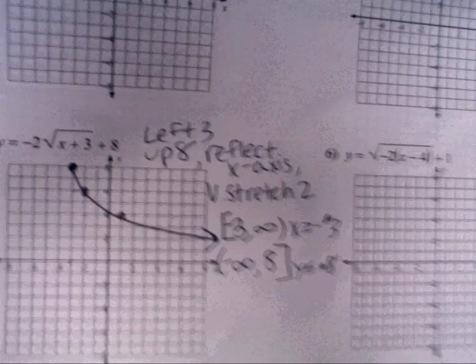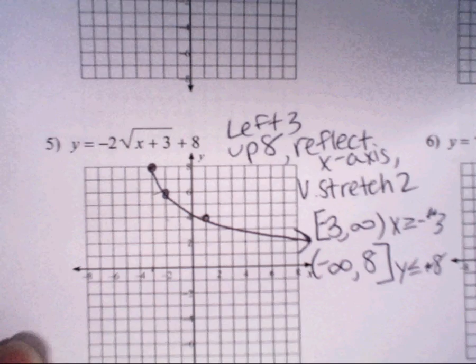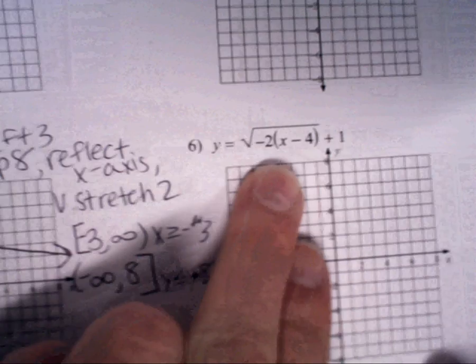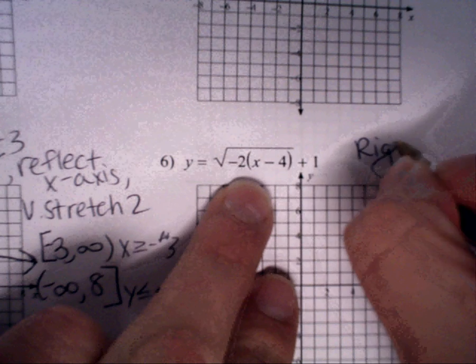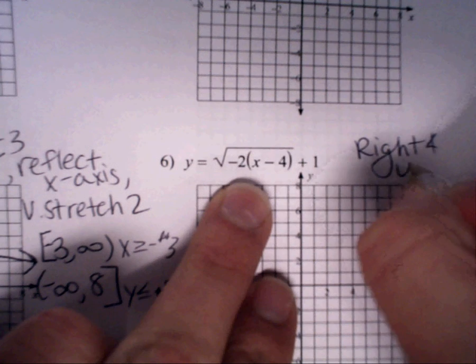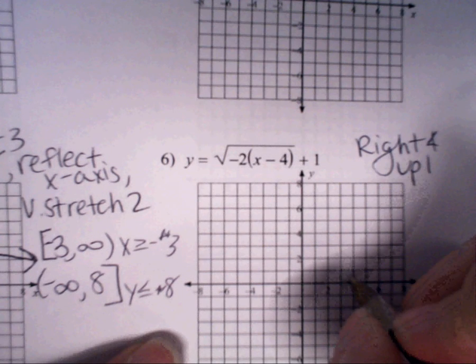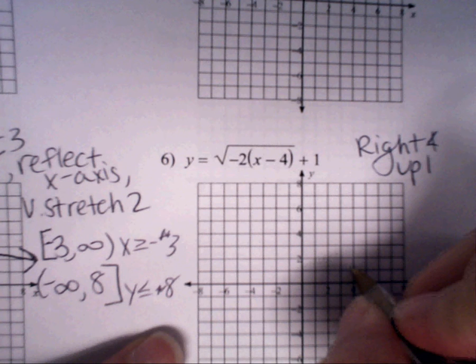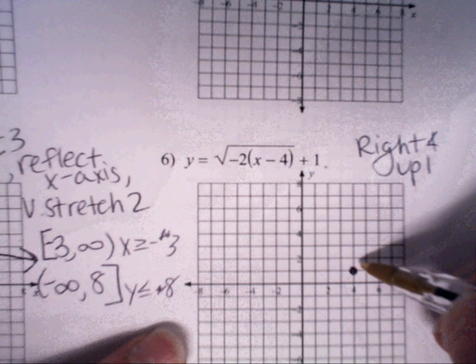So then let's look at number 6. Number 6 has a, let's describe it. So we have right 4, up 1. Remember, anything inside lies, anything outside is what it is. Anything inside does vertical. Oop, I lied. Anything inside does horizontal. Anything outside does vertical. So we went right 4, up 1. Then I know this negative means it's going to reflect over the y.